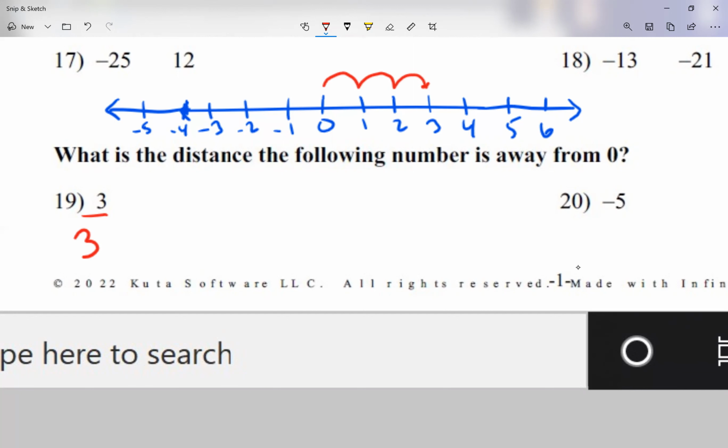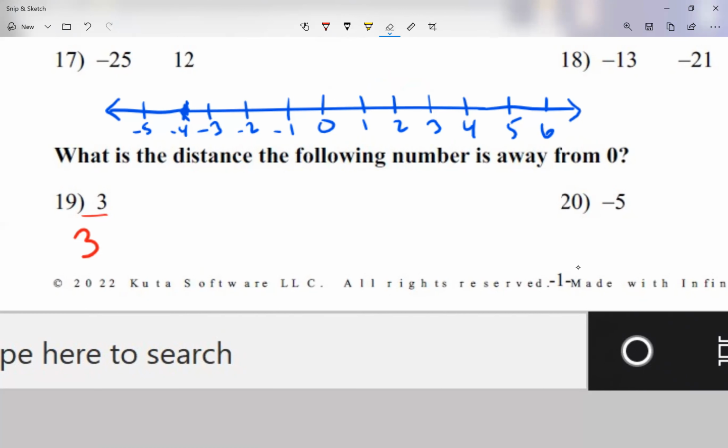Imagine when you run a mile. If you run it forward, right, facing forward, you run 4 laps in your gym, and then that will give you a mile. If you run it backwards, that still gives you a mile. So one way or the other way, distance, we always count it positive.